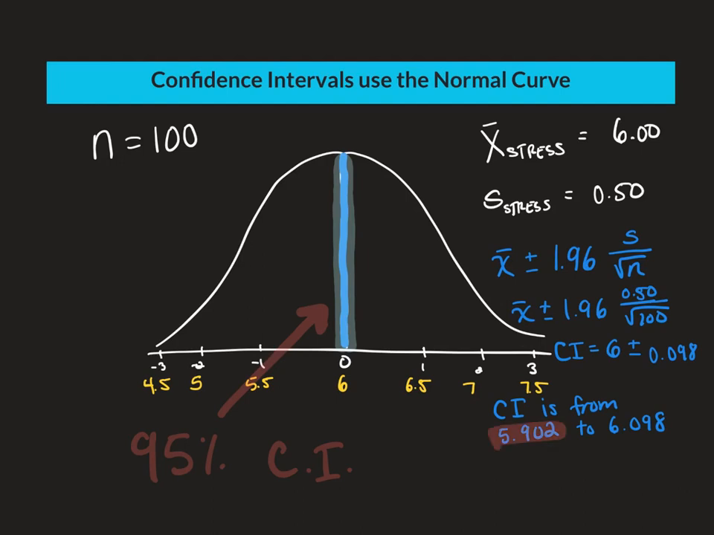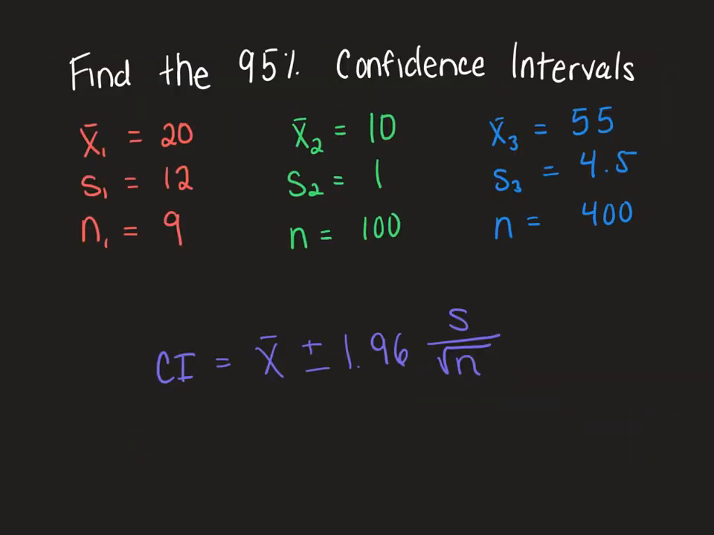Take a moment here to test your knowledge using the data from 3 different variables. For variable 1, we had a mean of 20, standard deviation of 12, and sample size of 9. For variable 2, a mean of 10, standard deviation of 1, and sample size of 100. And for variable 3, mean of 55, standard deviation of 4.5, and sample size of 400. Use these to solve for the confidence interval using the formula.